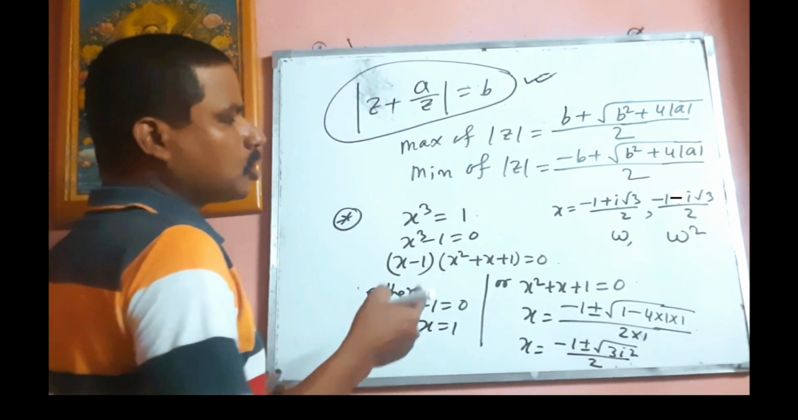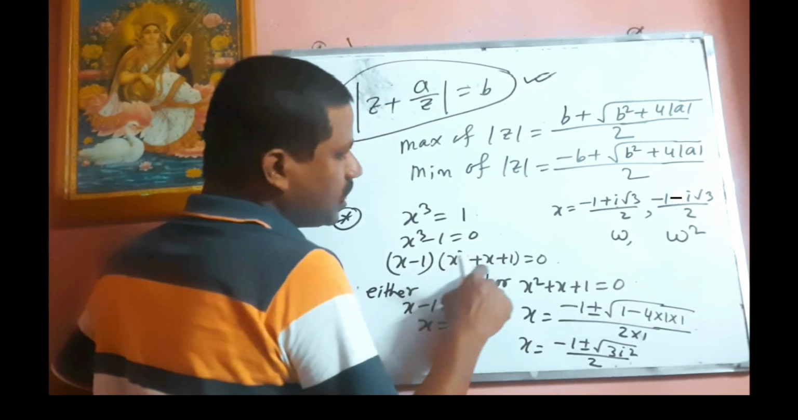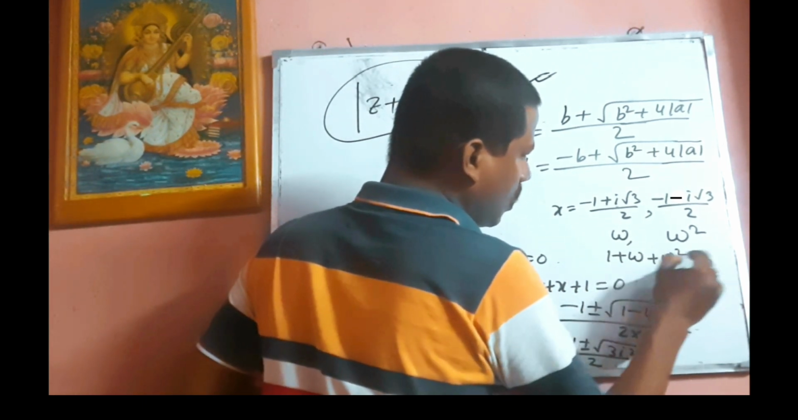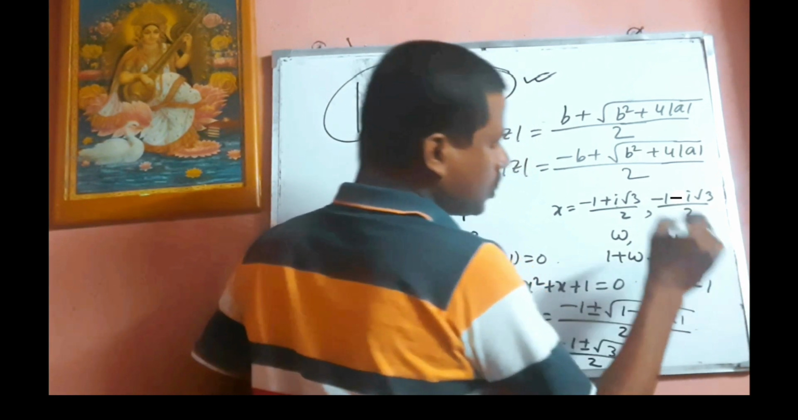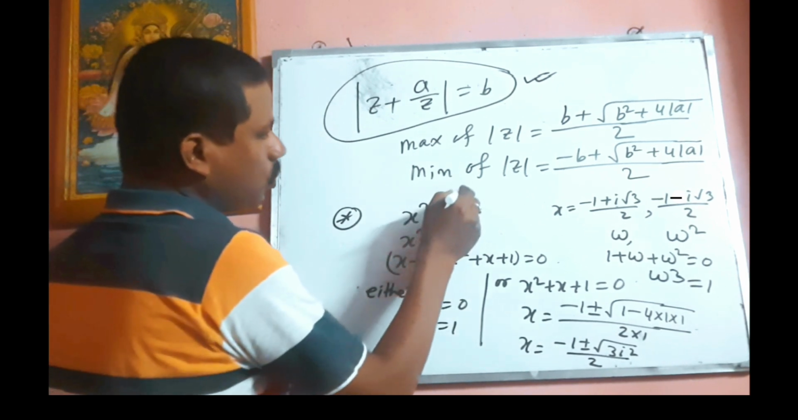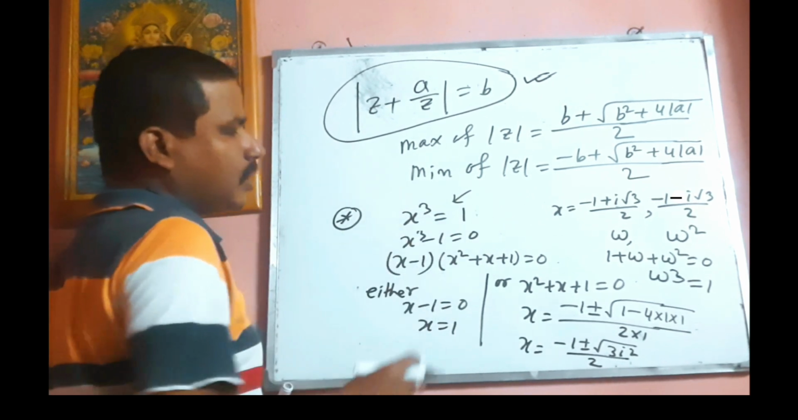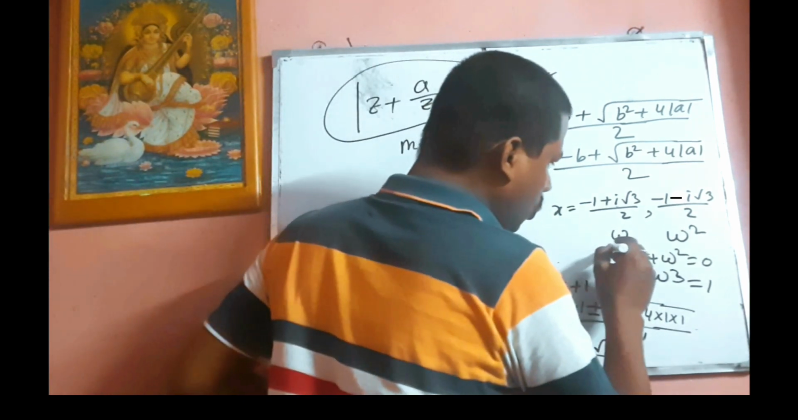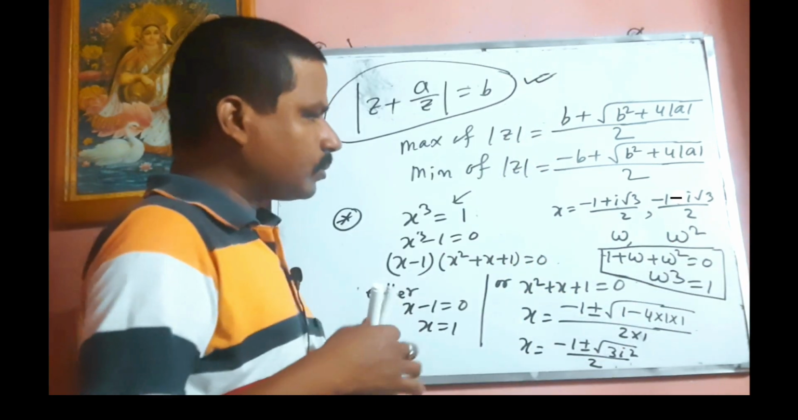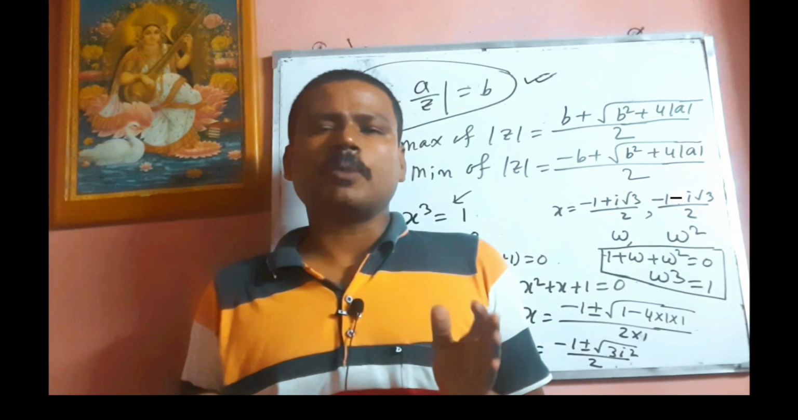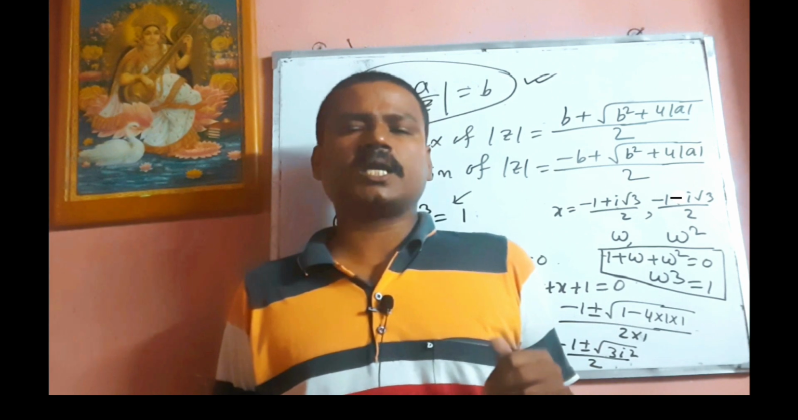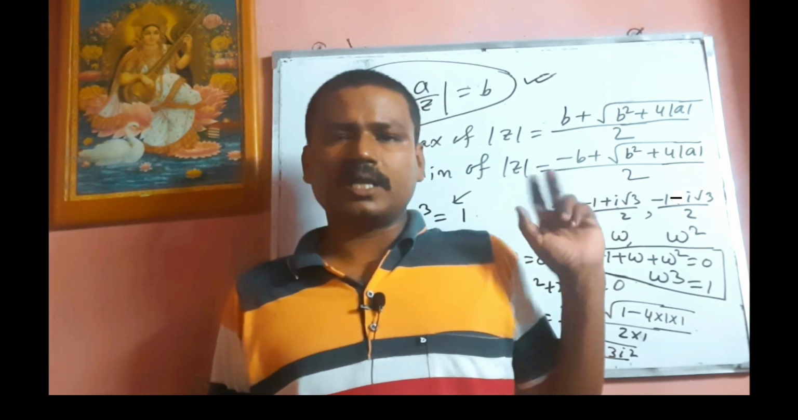So if we put omega or omega square, then we get 1 plus omega plus omega square equal to 0, and omega cube is also 1. If we put x as omega here, then omega cube is equal to 1. So these two are important formulas for the cube root. This completes the formula section. This is the completion of today's discussion, and we discussed complex numbers and the important formulas.